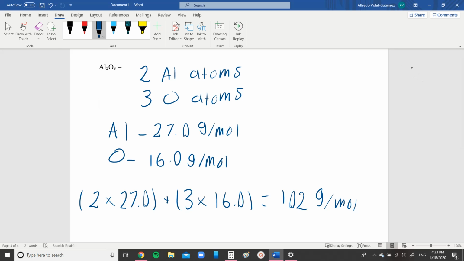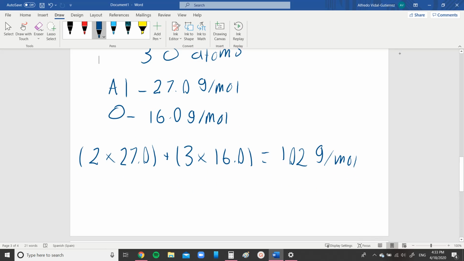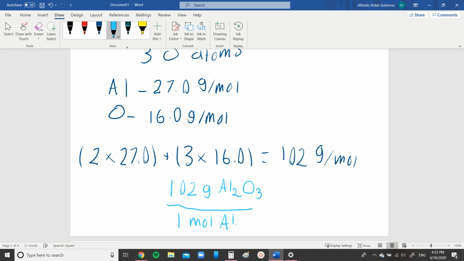Now this is the amount of grams necessary for aluminum oxide to get 1 mole of aluminum oxide. So if we wanted to rewrite it in the other format, you'd keep the mass at the top. So you have 102 grams of aluminum oxide, Al2O3, per 1 mole of aluminum oxide. So if you have 1 mole of aluminum oxide, this is the mass you should end up having.